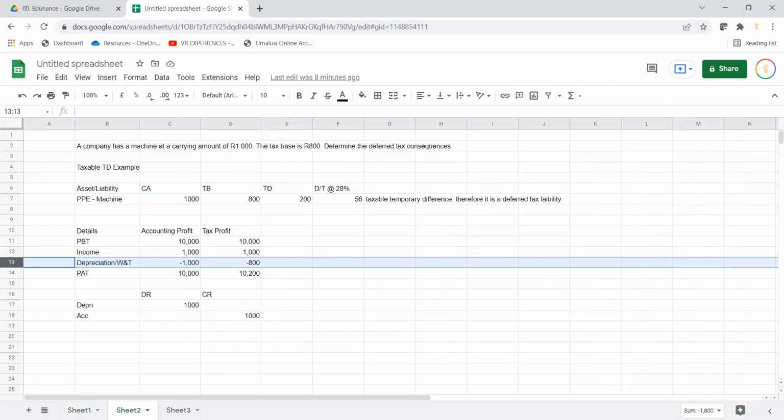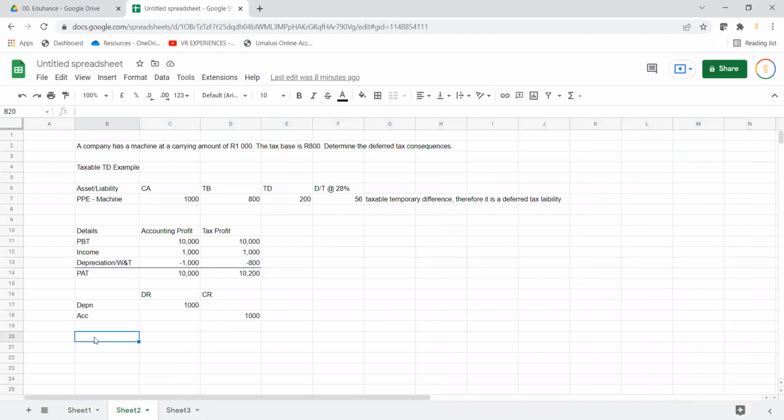So then we did some examples over here. I'm just going to recap this taxable temporary difference example, and then we're going to go on to doing a deductible temporary difference example. But before I move on, are there any questions at this point?